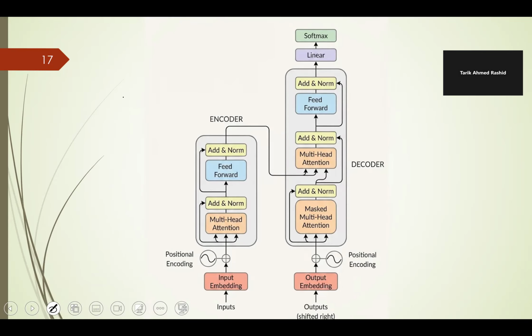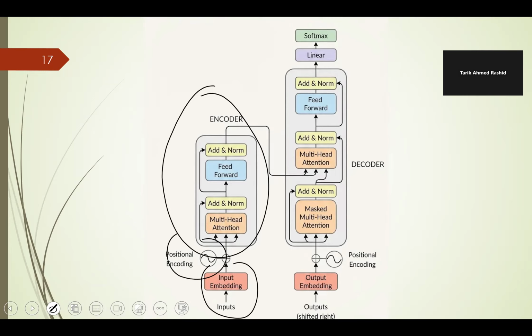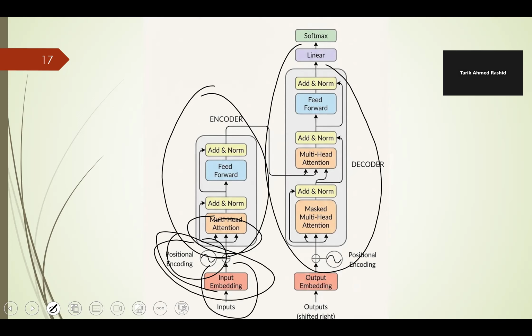So what we've done so far: we've done this and this. We explained the encoder and decoder in part 1 of the videos. Then in part 2, we talked about positional encoding plus input embedding. In part 3 of our videos, we talked about multi-head attention, and in this class we talked about add and norm. So next class we talk about feed forward.